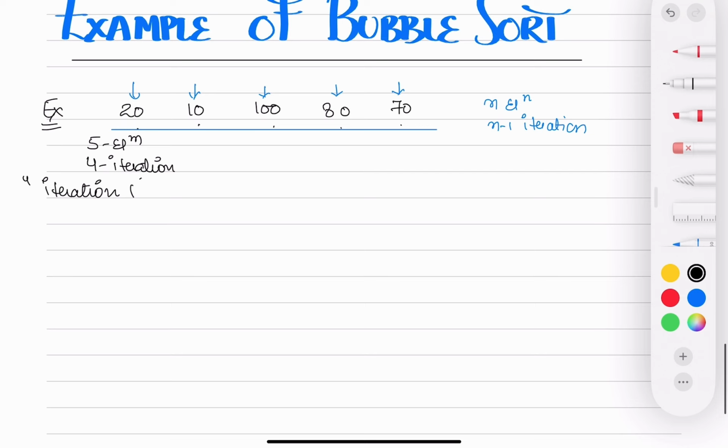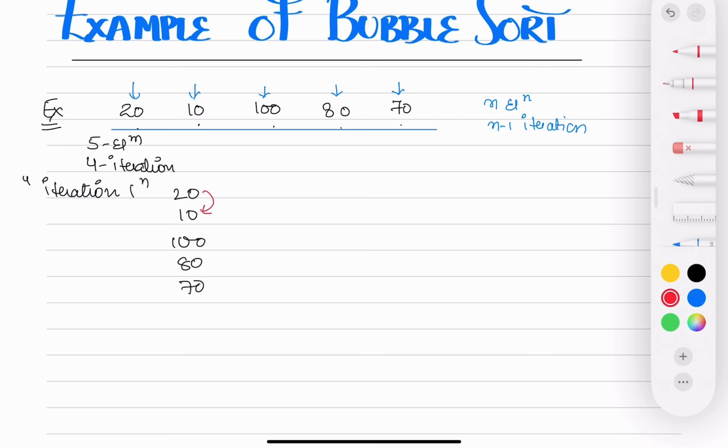My iteration one will be 20, 10, 100, 80, and 70. So what we do, we compare the adjacent elements. If a smaller element is present in a lower position when we are comparing, you need to swap. So comparison is a must, but swapping is optional. If it is required, you need to do it.